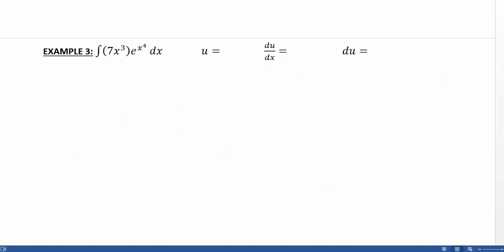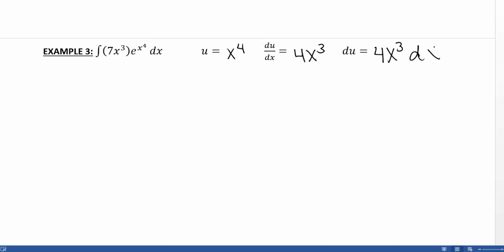Example 3: the integral of 7x cubed times e to the x to the 4th. Here again, we want to see if the power of e is related to the other function. We know the derivative of x to the 4th is 4x cubed. I see an x cubed out front, so I'm feeling pretty good that this is a substitution problem. I start off by, again, picking my u, and for e problems, my u is going to be the power of e, which is x to the 4th. That means my du is the derivative of that, 4x cubed.